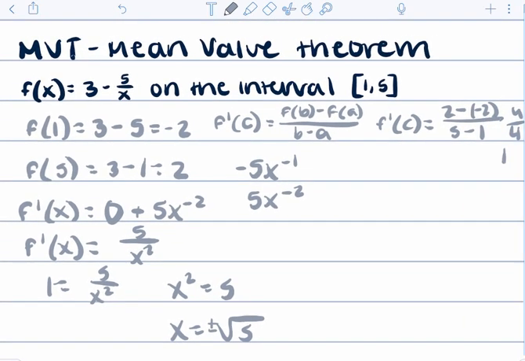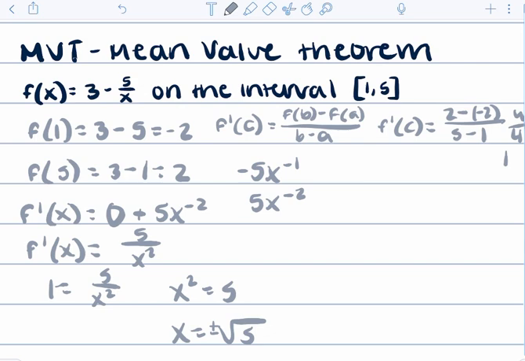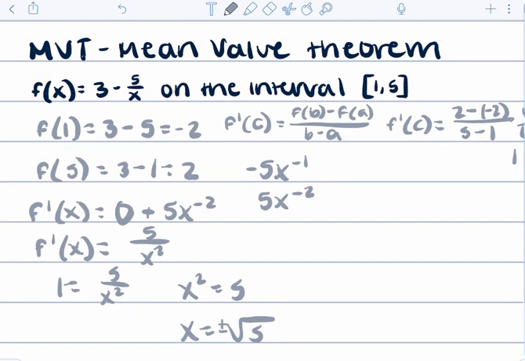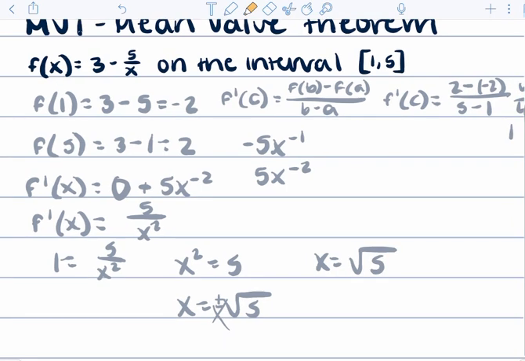And we still need to check the interval and make sure that it would exist at those points. And because negative numbers are not included in the interval, we can get rid of the negative, and we are left with x equals the square root of 5.